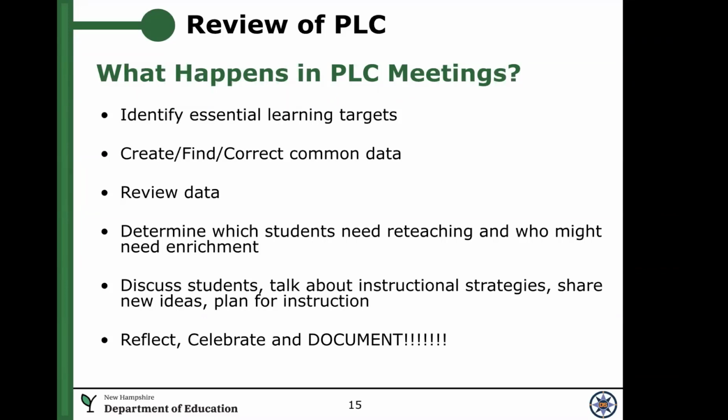We're going to constantly discuss where students are, talk about instructional strategies, share new ideas with each other, and plan for instruction. And this last one: reflect, celebrate, and document. The word document is in all caps for a reason. The documentation ensures that everybody's on the same page, and it also allows us to really look at some of those instructional strategies and protocols that we have from year to year to help us and really guide our instruction.